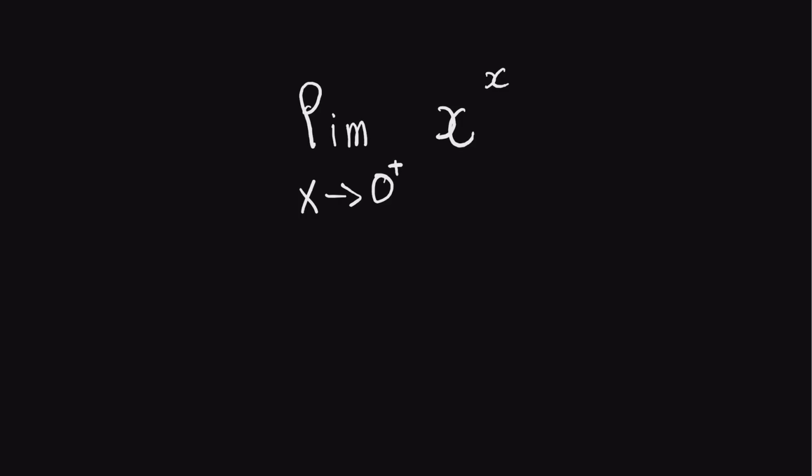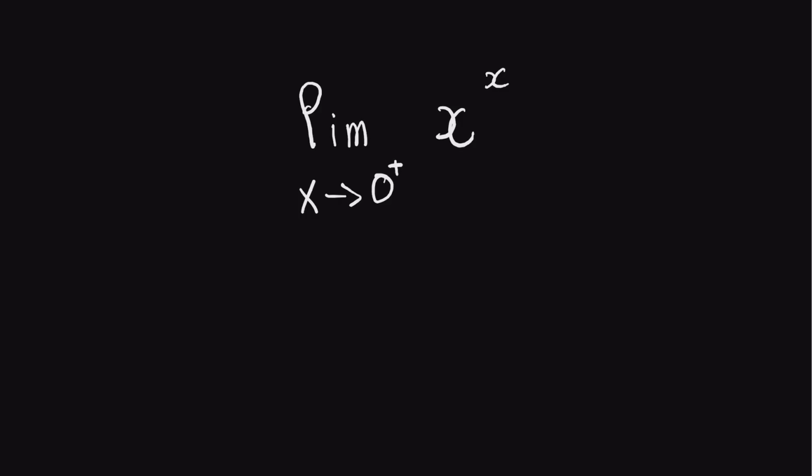Today we'll be solving this limit: the limit as x approaches 0 from the right of x to the power of x. The reason we're not evaluating the global limit is that when you approach this function from the left, you are no longer in the realm of real numbers, you're entering the set of complex numbers, and we don't want to deal with that.